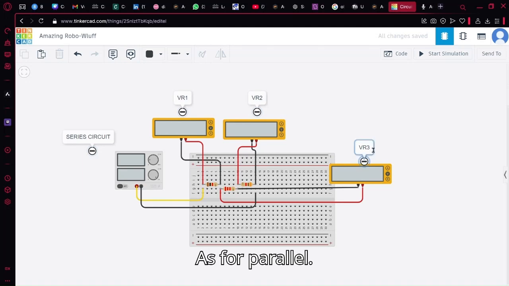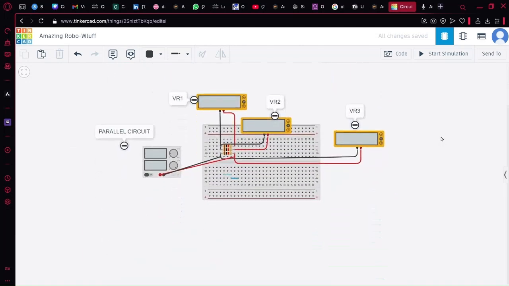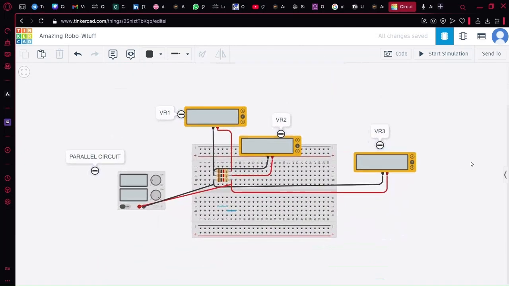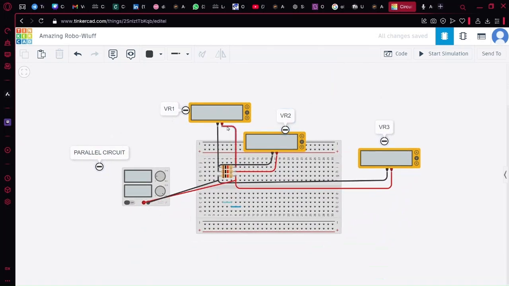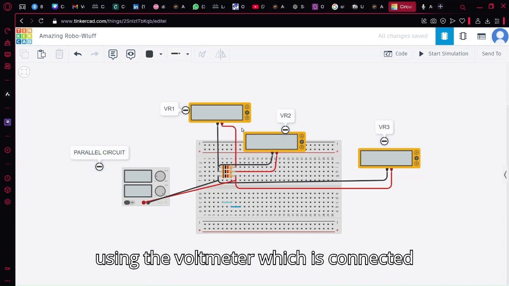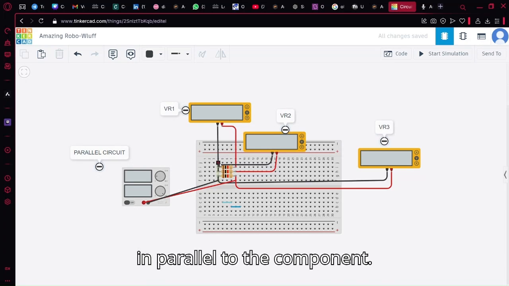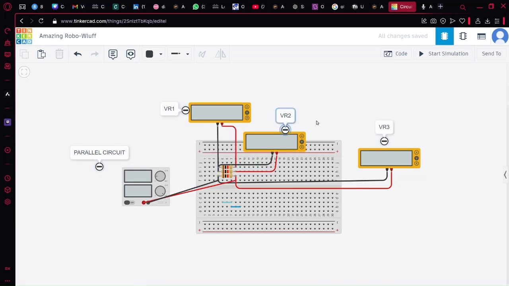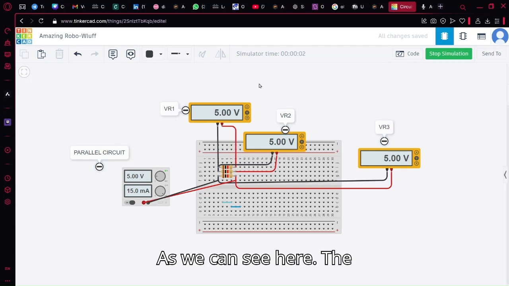As for parallel, it uses the same approach using the voltmeter, which is connected in parallel to the component. As we can see here, the voltage in each resistor is the same in a parallel circuit.